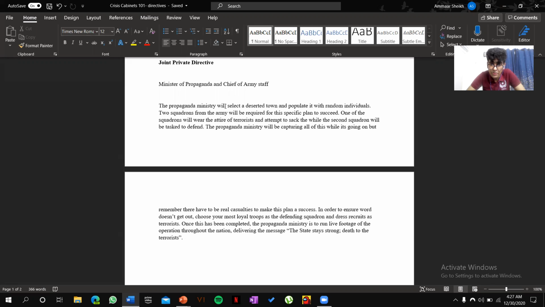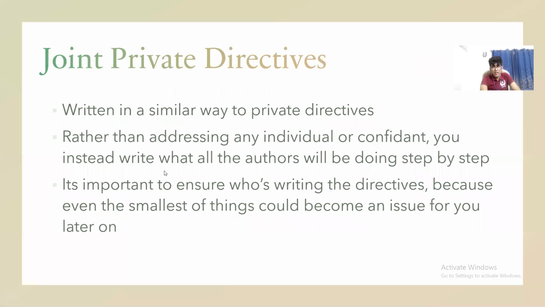And if you're thinking how we are not being blamed for this, we can simply say that we were informed that the battle was taking place, and then you obviously need to guard your steps as well a bit. But ideally, it's the Chief of Army Staff who will be suffering in this particular joint private directive. So that's how you can use joint private directives to your own benefit. I hope you guys understand how to write private directives and joint private directives.